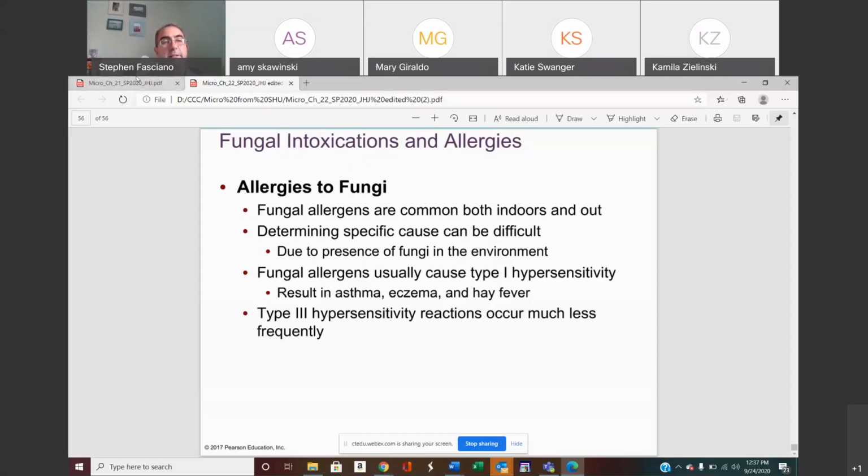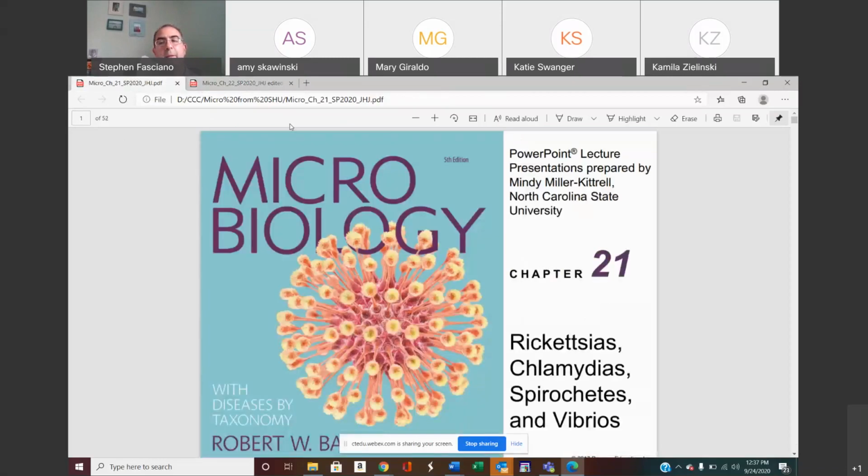Okay. So that's a meaty chapter. To me, that's a meaty chapter. I don't like it. Then the other chapter, chapter 21, is dealing with prokaryotes, with bacteria. So rickettsia, chlamydia, spirochetes, and vibrios, I should say.